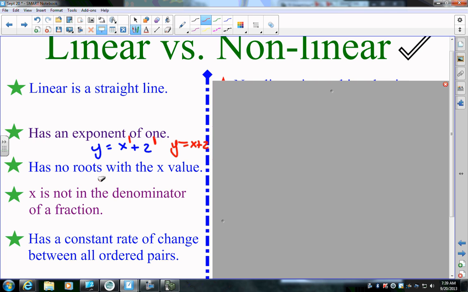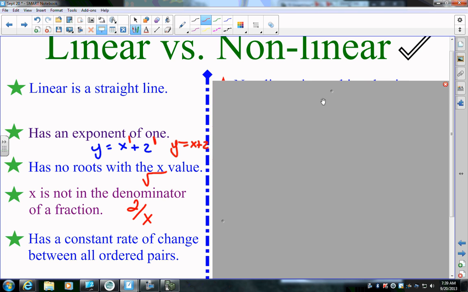Linear has no roots with the x value. So no square roots. It does not have a square root. It does not have x in the denominator, like 2 divided by x. It has a constant rate of change between all ordered pairs.